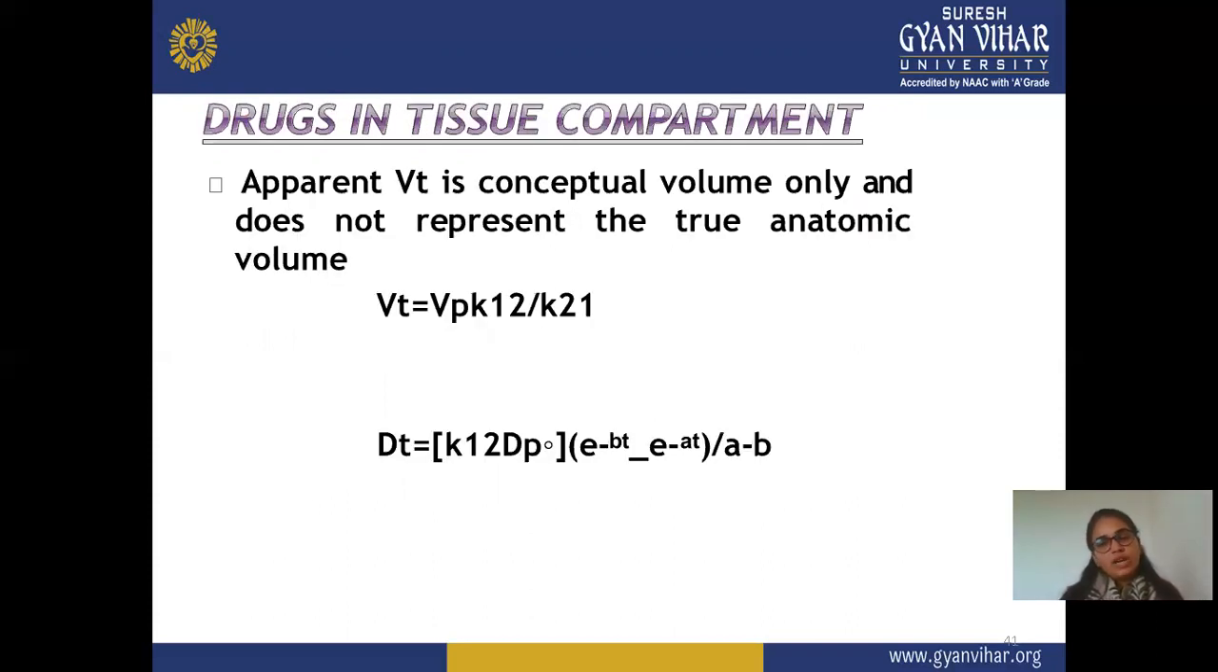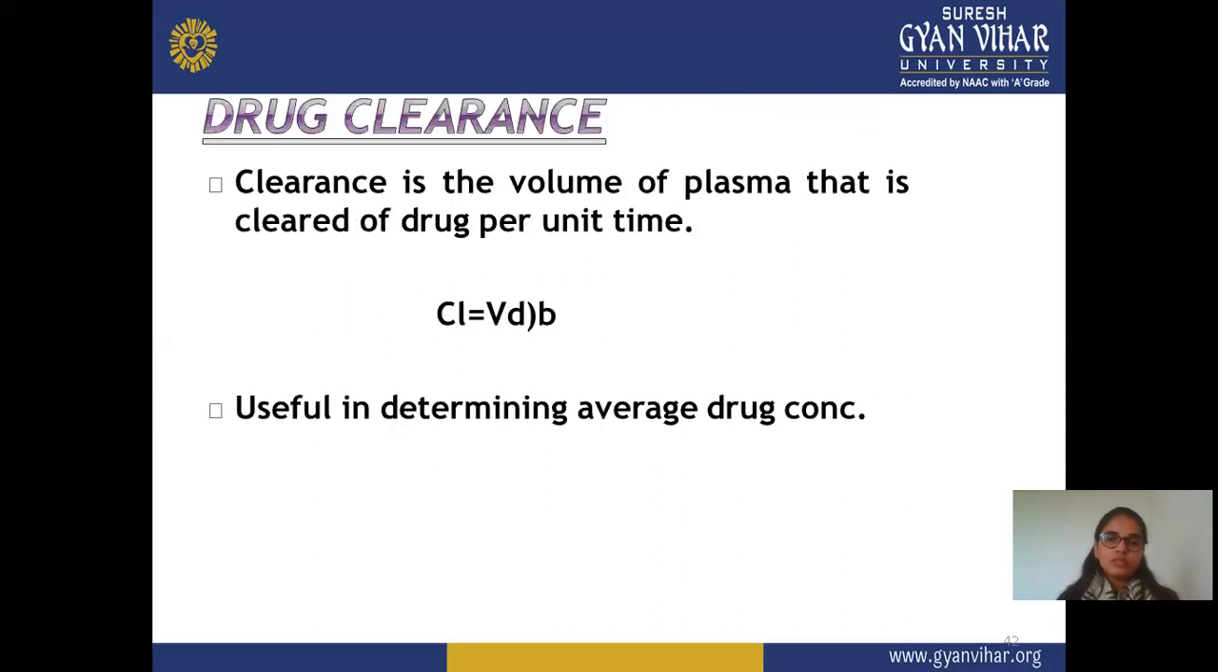Next is drug in tissue compartment. In this, we are checking how much drug is present in that particular tissue or compartment. The apparent volume of distribution is a conceptual volume only and does not represent the true anatomical volume. Here, Vt is equal to Vp k12 divided by K21, where dVt/dt is equal to k12 times (e^-kt minus e^-alpha t) divided by (alpha minus k).